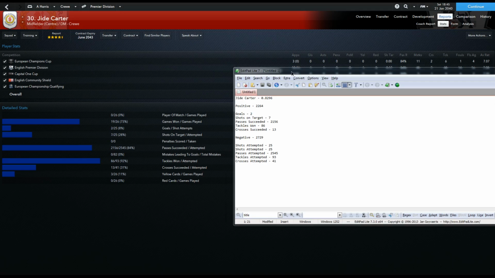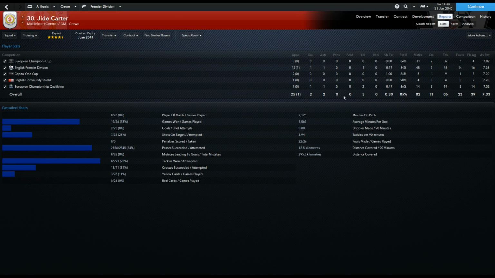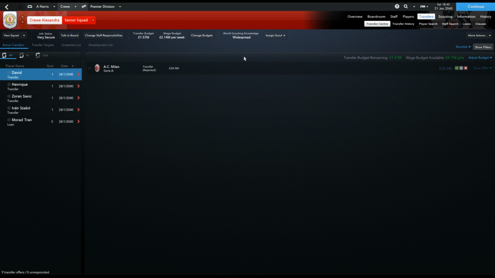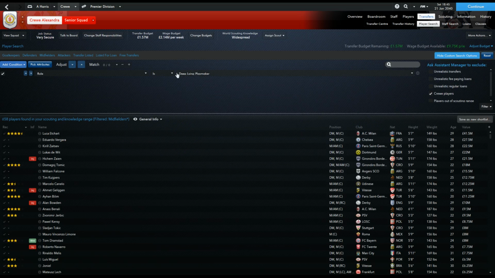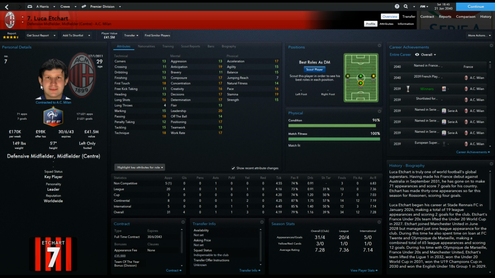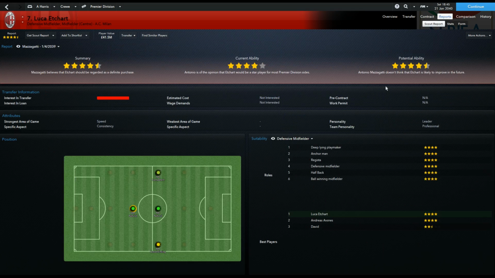Let's use another example. I'm just going to move that to the side there a little bit. Let's have a look through our player search. We'll take off unrealistic transfers as soon as this loads up. And let's try and find the best deep line playmaker, the highest value deep line playmaker. So we're going to use this guy from AC Milan. You know, he's a star player, he's consistent, he's quick, he's a leader, he's 29.